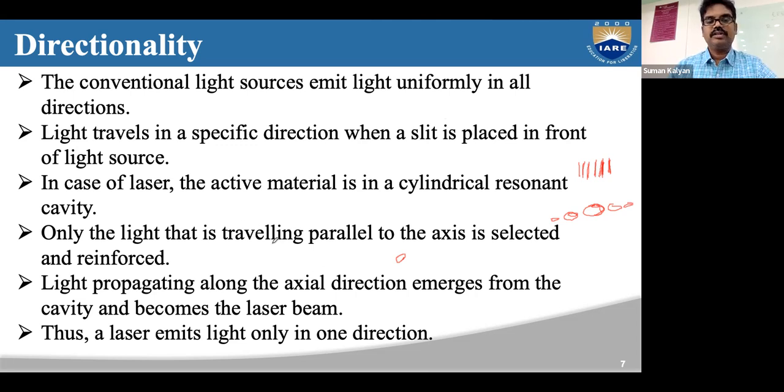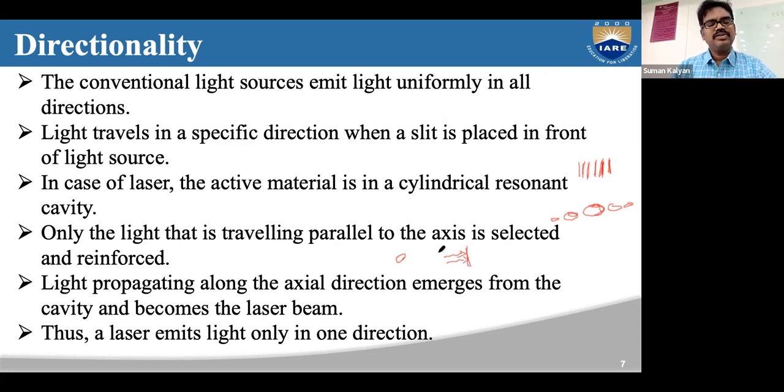Okay, so just now we have seen that in lasing action, only the photons which are parallel to the optical axis are selected and reinforced. That means we are getting the optical feedback type of thing. So only those photons are reflected back.